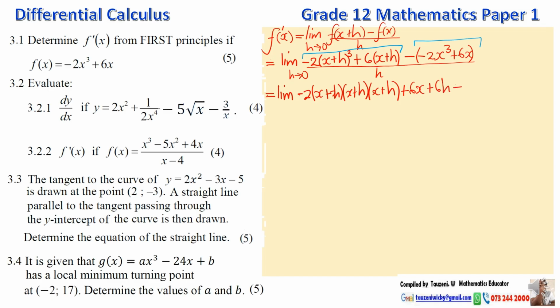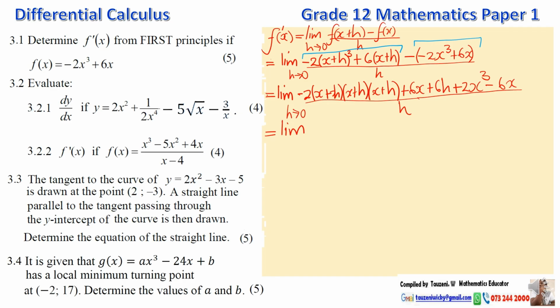Then the next one, the negative and the negative make it positive. So that is positive 2x cubed. The 6 becomes negative. That's minus 6x. We are basically simplifying our expression over h, and h is approaching 0. Then carrying on, these brackets that we have here, we're going to keep the negative 2 outside.